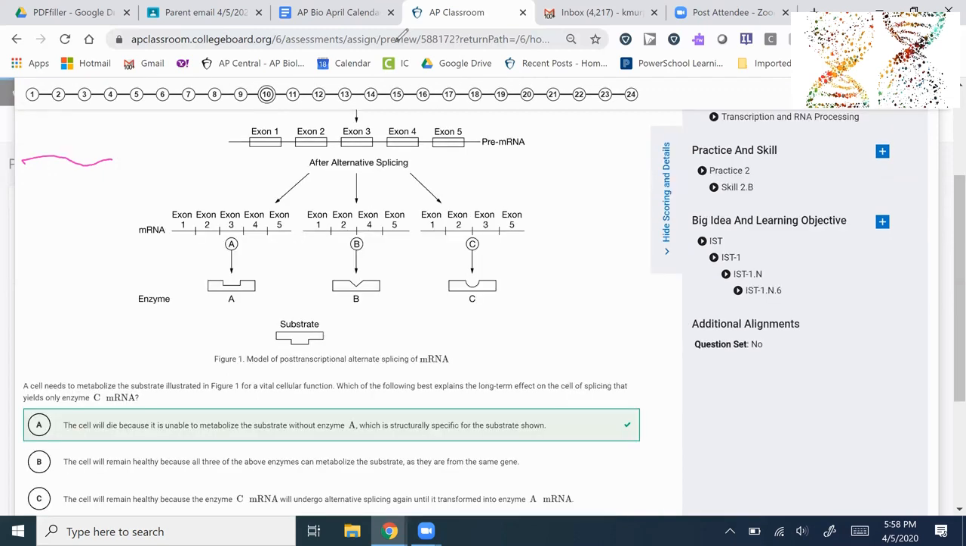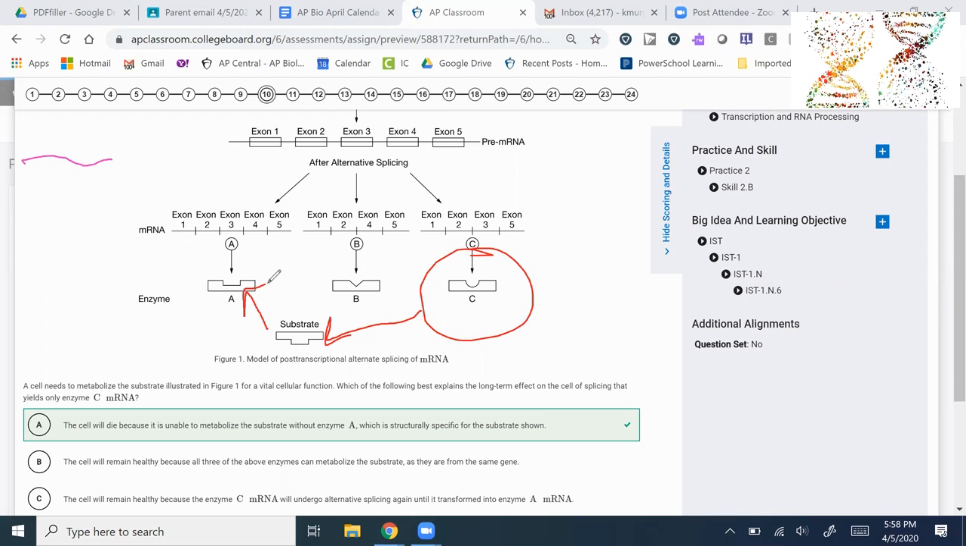All right, let's see. A cell needs to metabolize the substrate illustrated in figure 1 for vital cellular function. Which of the following best explains the long-term effect of the cell splicing that yields only enzyme C? So let's take a look at enzyme C. Enzyme C looks like this. Remember how an enzyme works? It's an enzyme and a substrate, and to me, that does not look like those are going to fit together. It looks like that substrate fits into A. So to me, it's going to be a problem between the substrate and C.